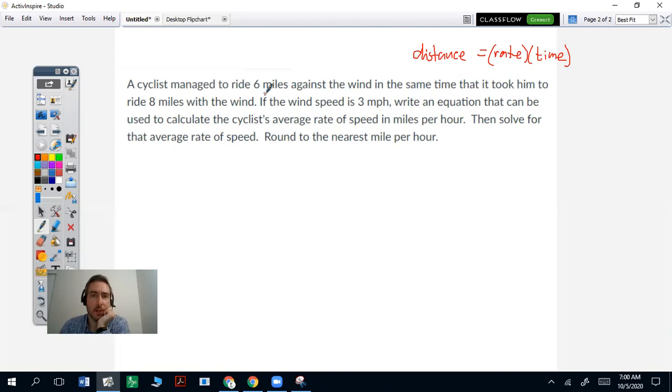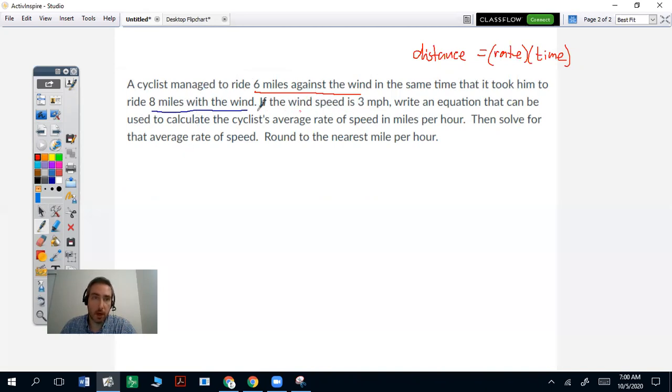So a cyclist managed to ride 6 miles against the wind in the same time that it took him to ride 8 miles with the wind. So against the wind, that's basically going to decrease your speed. So you're going to be subtracting whatever the wind speed is from your speed, whereas with the wind is going to increase your speed. So let's talk about that wind speed.